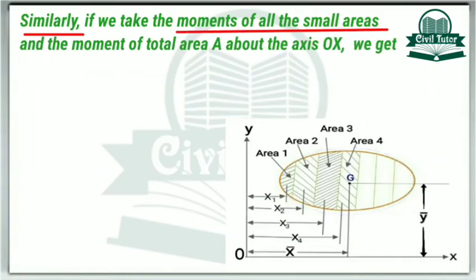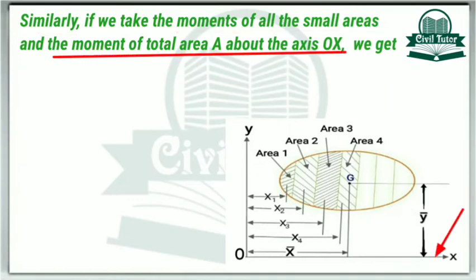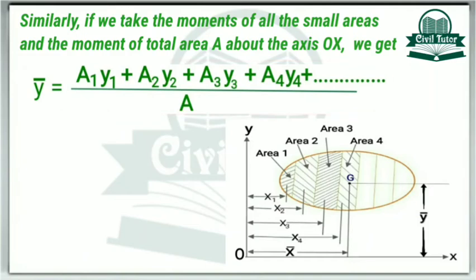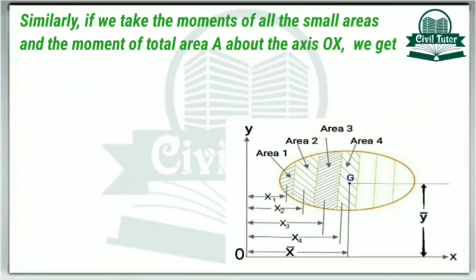Similarly, if we take the moments of all the small areas and the moment of total area A about the reference axis OX, we get Y bar equal to A1y1 plus A2y2 plus A3y3 plus A4y4 plus so on, whole divided by A. Here Y bar is the distance of the centroid of this plane area from reference axis OX. Y1 is the centroidal distance of area 1 from reference axis OX. Y2 is the centroidal distance of area 2 from reference axis OX. Y3 is the centroidal distance of area 3 when OX is the reference axis, and so on.